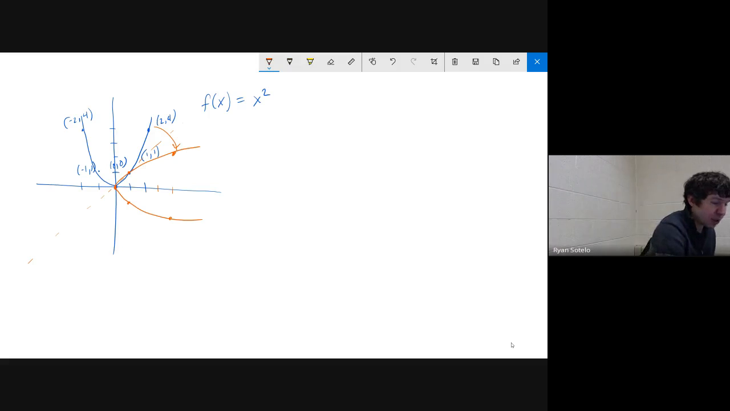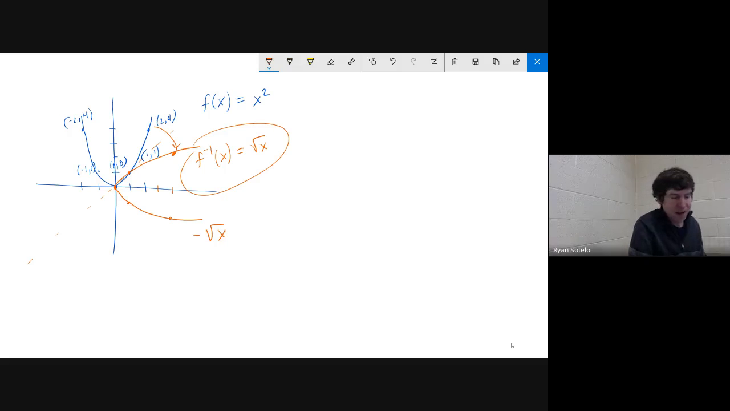Now, normally this no longer passes the vertical line test, so it's no longer a function. But we could call the top one the inverse of it, and that is the square root of x. The one underneath is actually minus square root of x. Usually, if we're just talking about the square root of x, we're talking about this principal one, so just the top half of this curve, just so that it is a function.